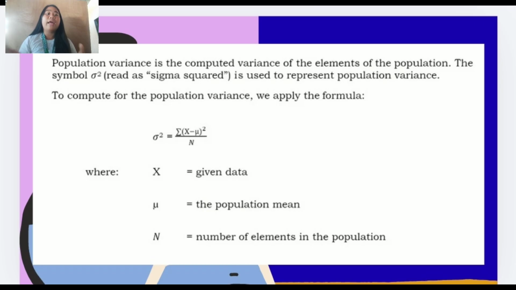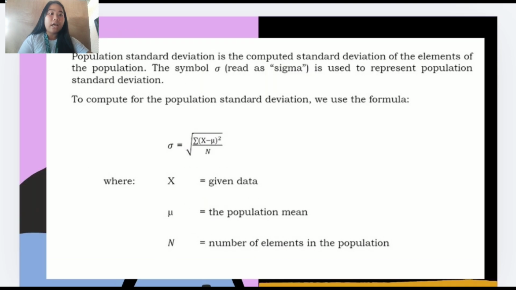over big N, where x is equal to the given data, mu is equal to the population mean, and big N is equal to the number of elements in the population. And then, population standard deviation is the computed standard deviation of the elements of the population. The symbol, which is read as sigma, is used to represent population standard deviation. So, once you have computed the variance, you take the square root of the value of the variance. That will be the value of the standard deviation.